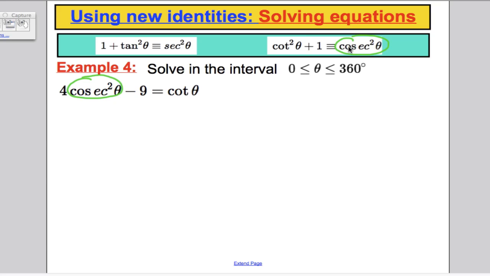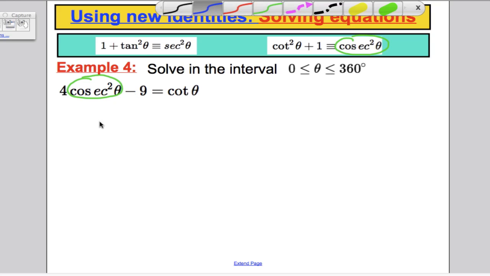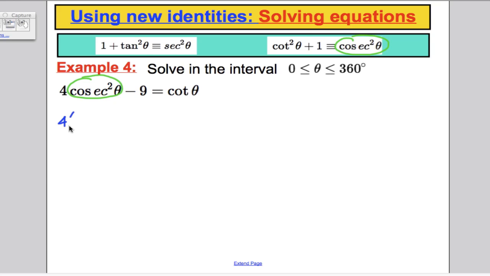So I'm going to use the substitution cosec squared theta is cot squared theta plus 1 and substitute in. Let's give it a go. 4 lots of cot squared theta plus 1 subtract 9 is going to be equal to cot theta. Now I'm going to expand the brackets. 4 cot squared theta plus 4 subtract 9 is going to be equal to cot theta.